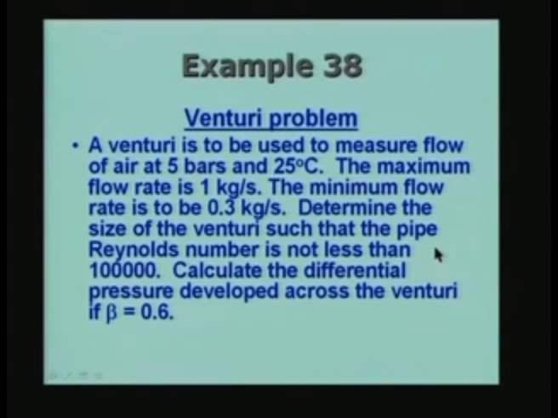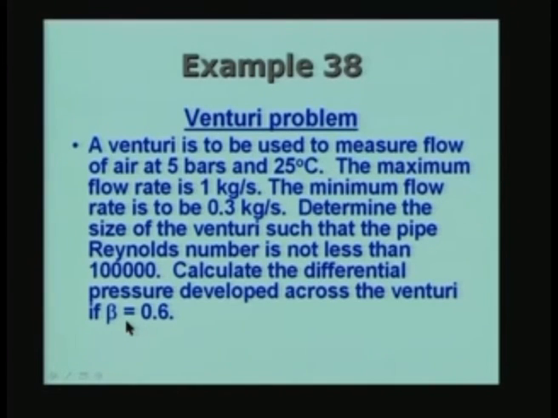So let me just look at a simple problem. We want to use a venturi in the measurement of the flow of air at 5 bars and 25 degrees Celsius. The maximum flow rate is given to be 1 kilogram per second, and the minimum flow rate is 0.3 kilogram per second. We want to find out the size of the venturi such that the pipe Reynolds number is not less than 100,000. In that case, we want to calculate the differential pressure developed across the venturi if beta is 0.6.